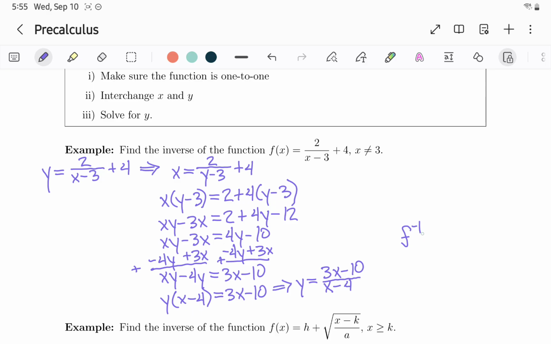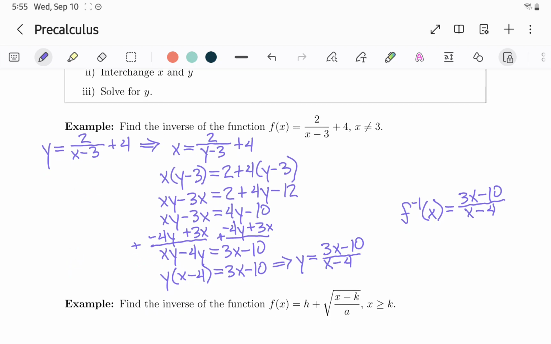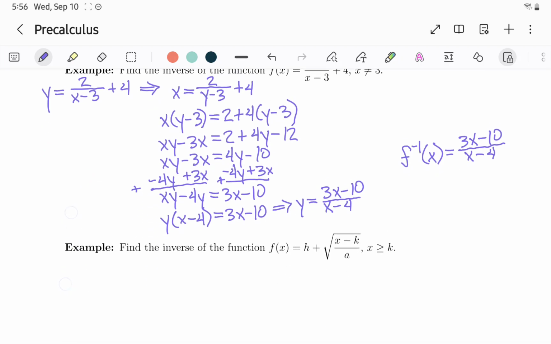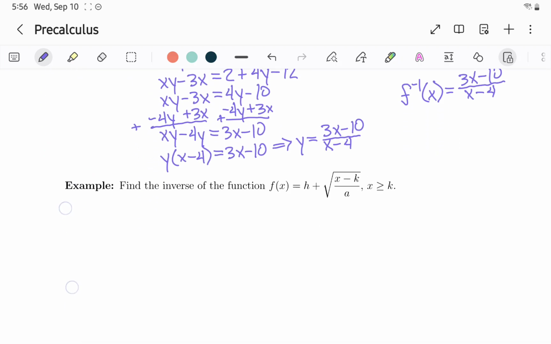Just going to go ahead and say that this is f inverse of x. So f inverse of x is equal to 3x minus 10 over x minus 4. Though if you want to, I of course encourage you to, on your own, go and verify that this is indeed the inverse of f by checking the composition. And what you'll find is that we end up with the identity function. All right. We have one more of these examples, and we'll wrap up with the section.